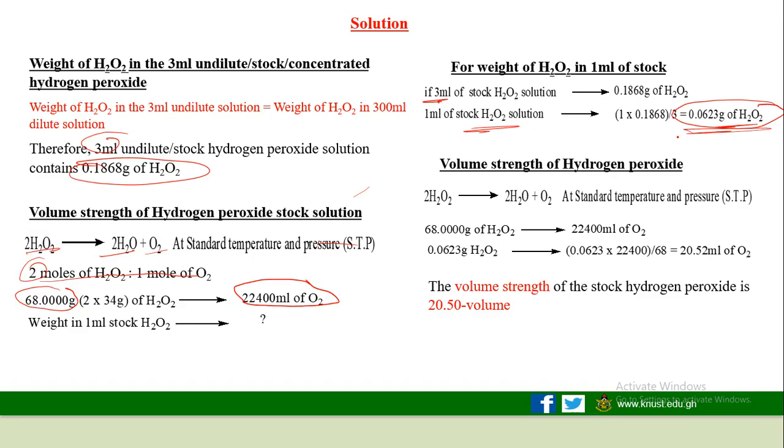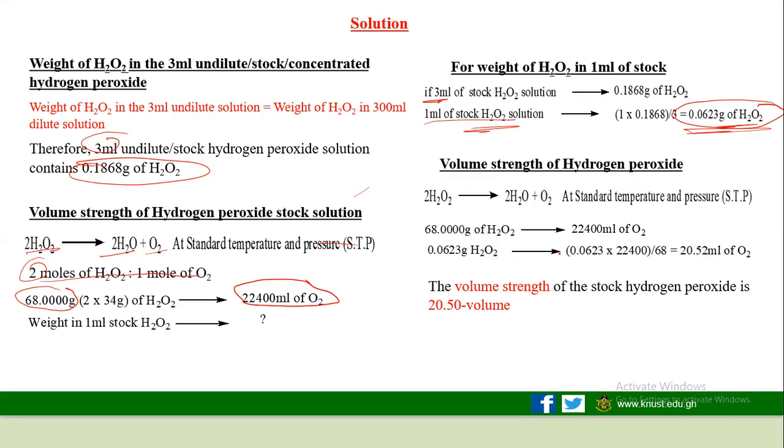This is it. Very simple. Good. And the volume strength of the hydrogen peroxide. So finally, we come and put it here. We are continuing from here, and we've realized that 1 ml of the stock contains this mass. So then the 68.00 grams of the peroxide corresponds to the molar volume, that is the 22400 mls of oxygen.